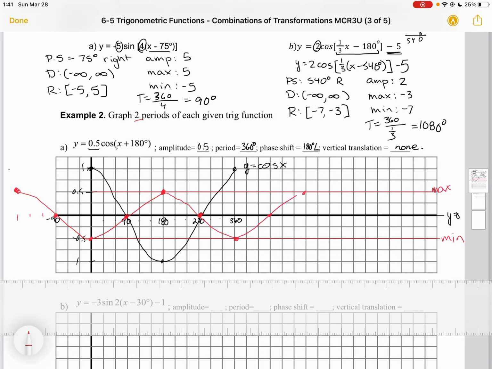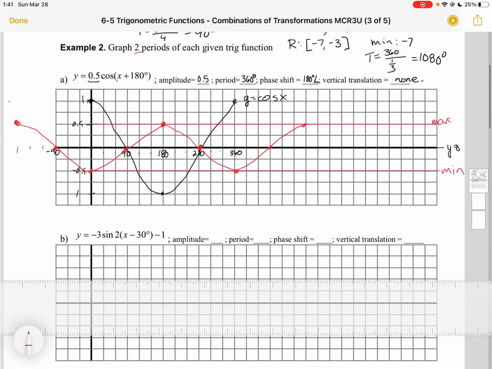Trig functions are nice in that they repeat. And that is my trig function vertically compressed and shifted to the left by 180 degrees.